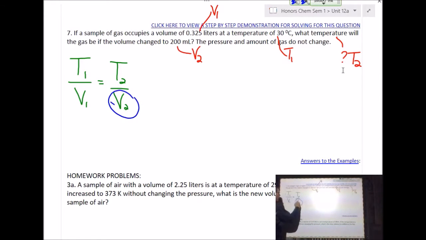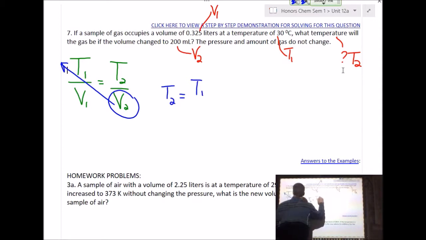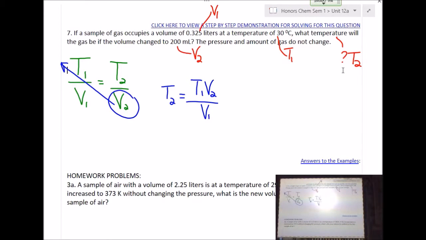So let's rearrange. We're going to multiply and get all the known variables to one side. So now my equation looks like this. T2 is equal to T1 times V2 divided by V1. As a heads up, if you're looking for a temperature, make sure you actually have a temperature in the numerator, so that the unit itself is on top, not an inverse value.